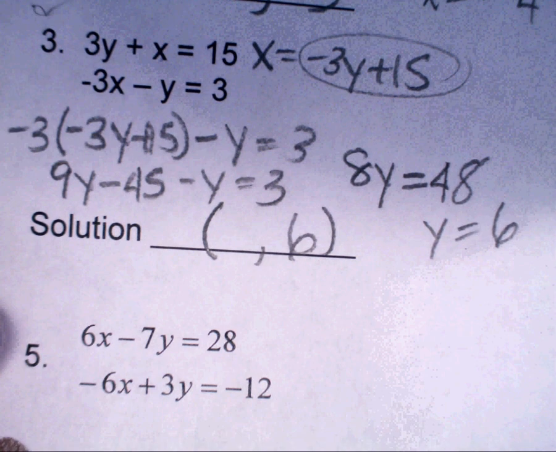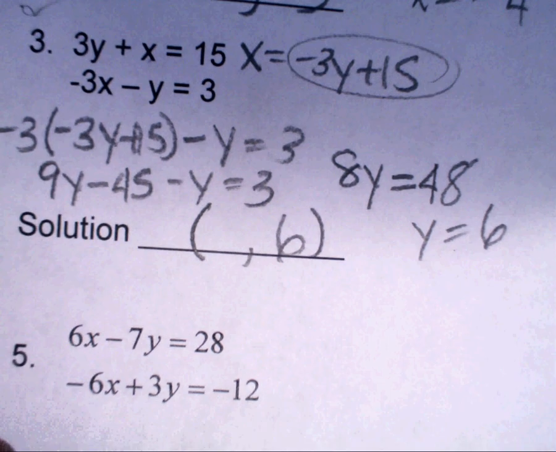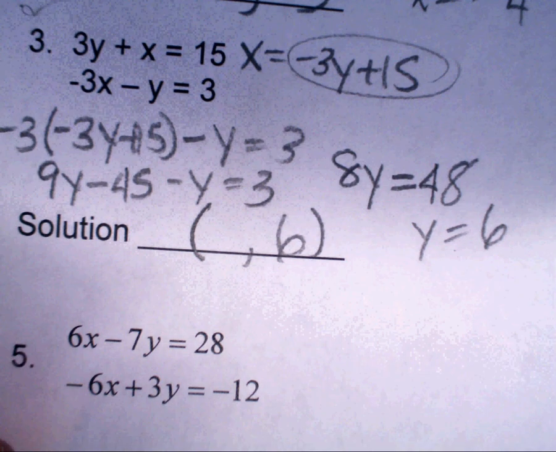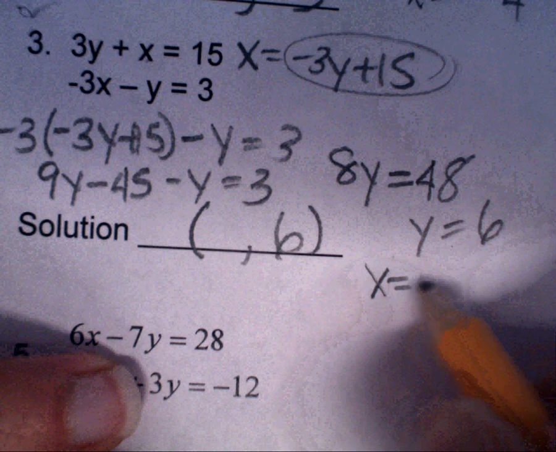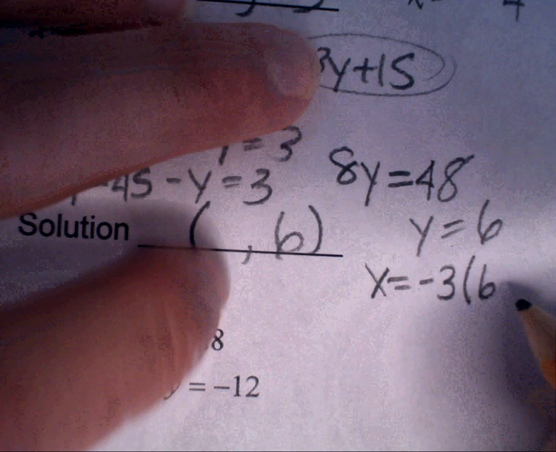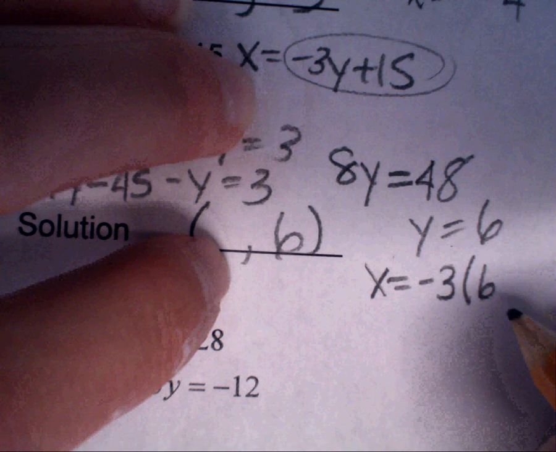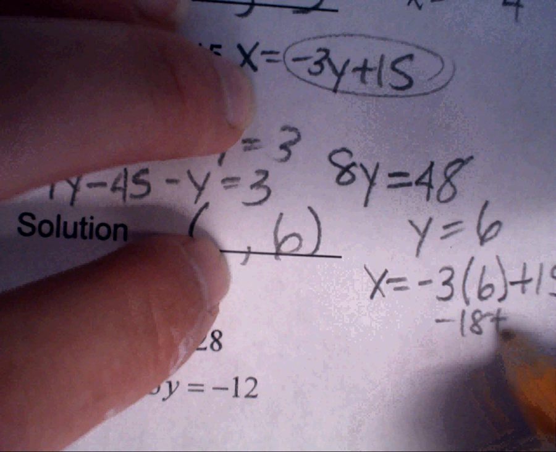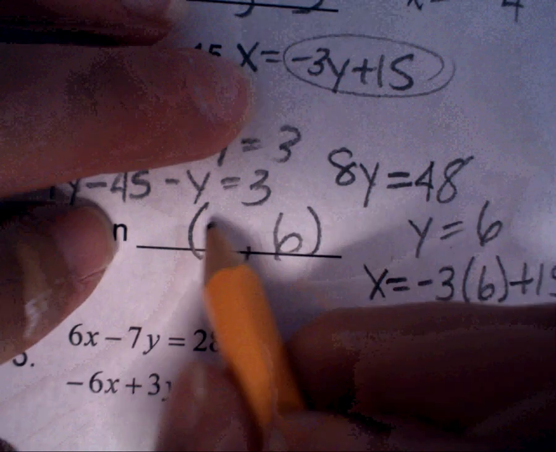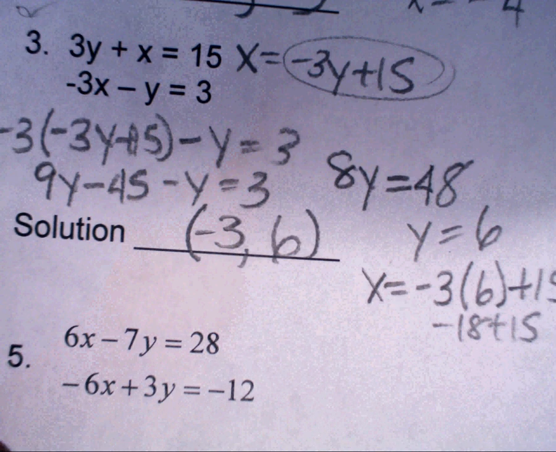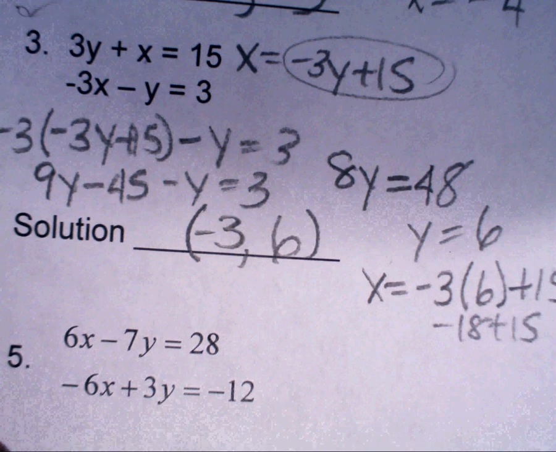Just to refresh your memory, when we're solving these systems, it's where these two lines are intersecting, so it's a point. And so we always write them as a point. To find the x, I just take somewhere, so I'm going to plug it in right here in place of this y. So it's going to be negative 3 times 6 plus 15. Negative 18 plus 15 is negative 3.